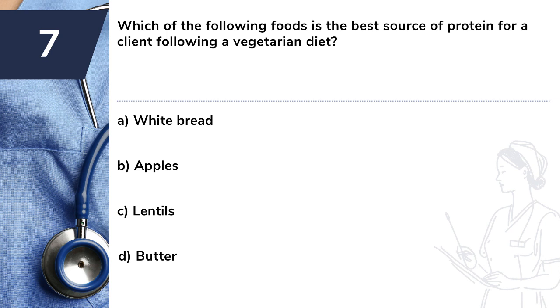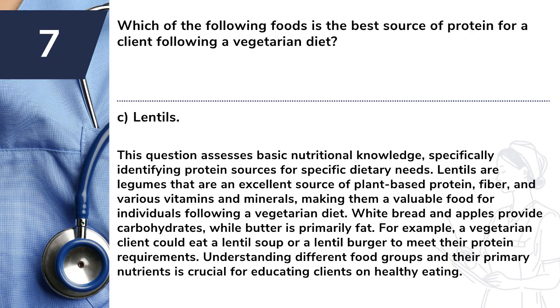Which of the following foods is the best source of protein for a client following a vegetarian diet? A. White bread. B. Apples. C. Lentils. D. Butter. Answer C. Lentils. This question assesses basic nutritional knowledge, specifically identifying protein sources for specific dietary needs.